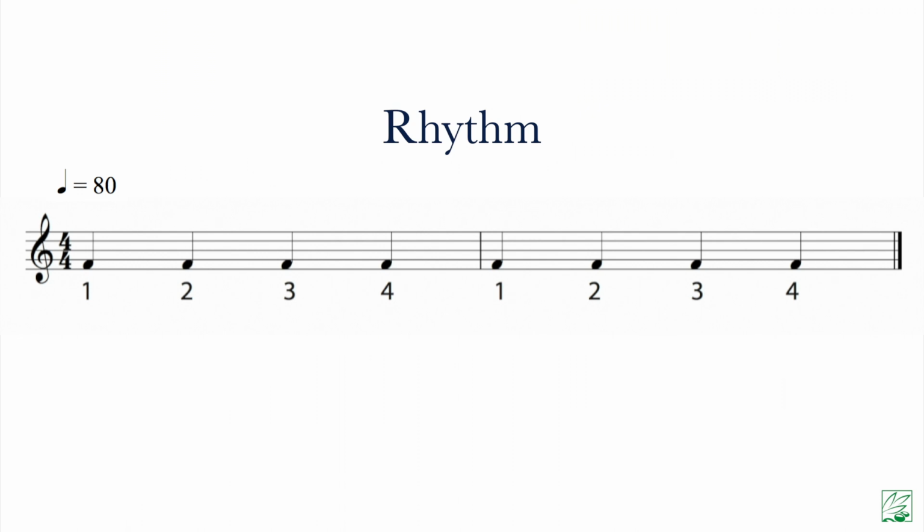In the picture you can see that 4 crotchets can fill each bar, and you would count 1, 2, 3, 4 in each bar. Listen to how the beats are counted over the metronome click. The metronome has been set to 80. 1, 2, 3, 4. 1, 2, 3, 4.